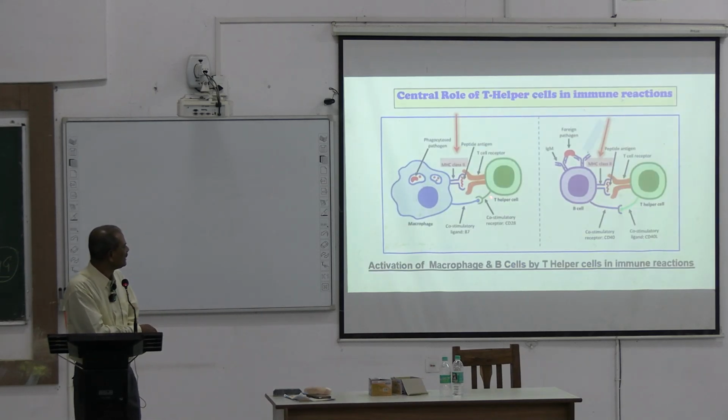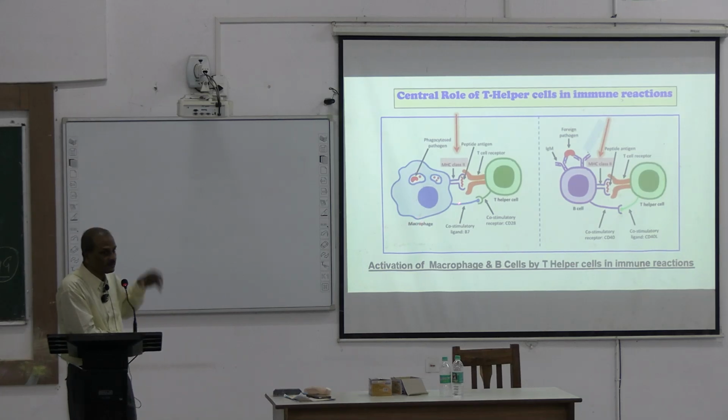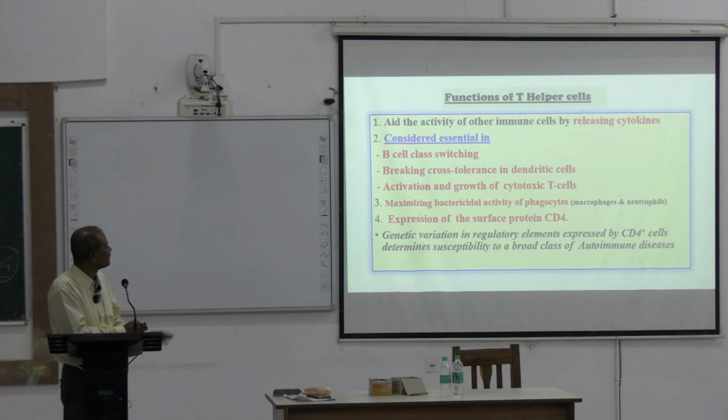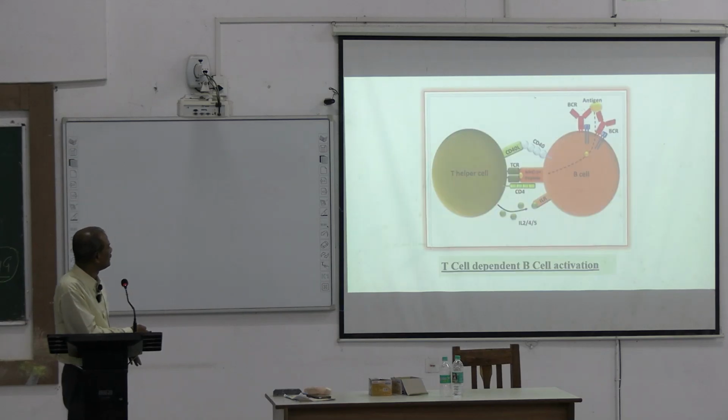So you can see this is the T helper cell. This T helper cell is presenting the antigen to the B cell. Here the macrophage has engulfed the bacteria and killed it, and a part of the antigen has been expressed and given to the T helper cell. So that is basically the central role. Now the functions of the T helper cell are numerous, but I cannot spare more time on this.